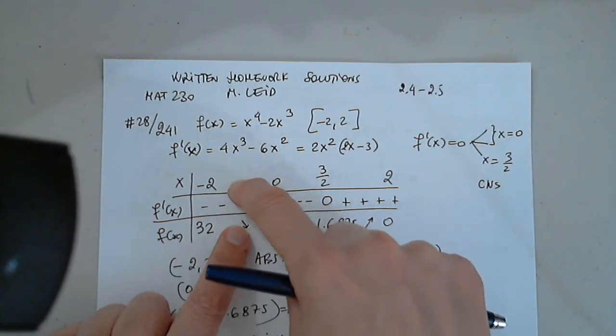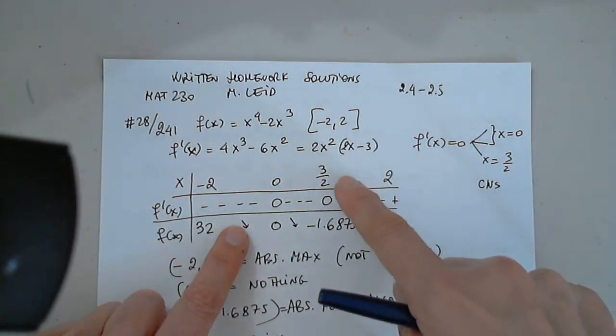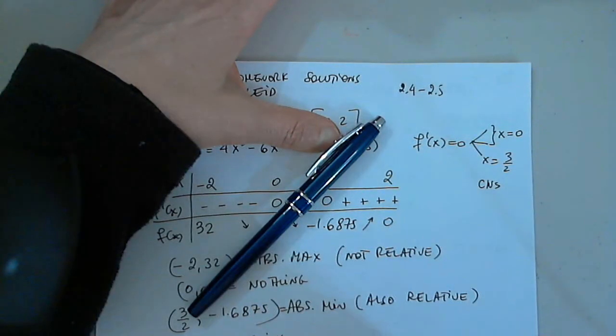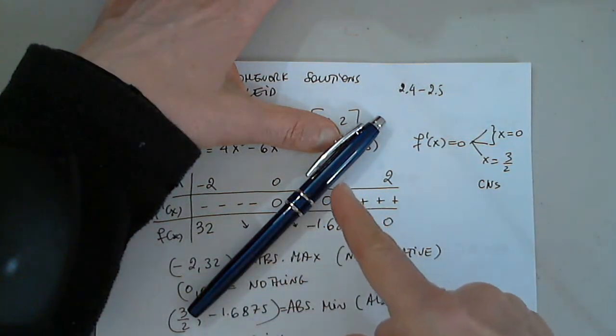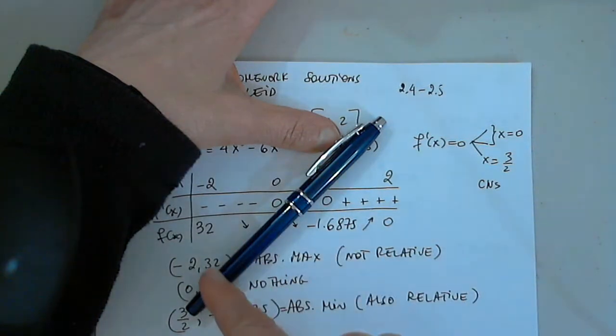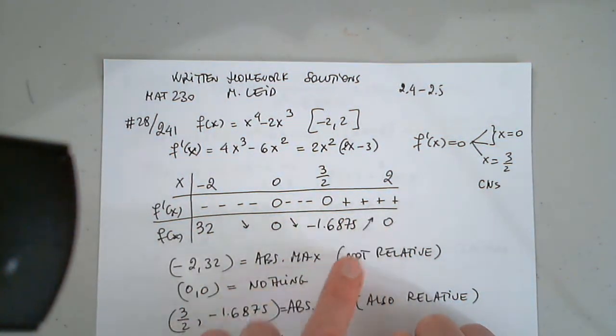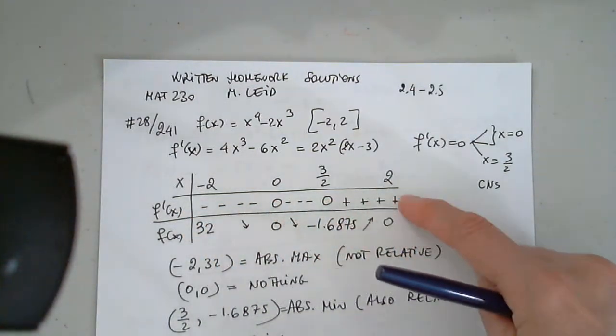You can plug in a number between -2 and 0 and you'll see that this is negative. There is no need for this one. This is always positive. This is a linear function with a positive slope. It will be 0 at 3/2, so negative before 3/2, positive after 3/2. No numbers are necessary here.